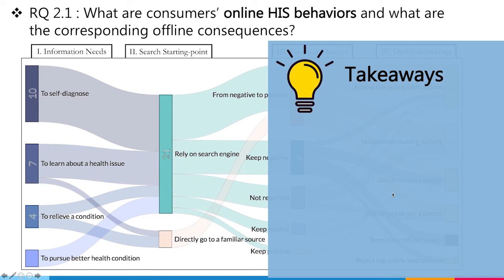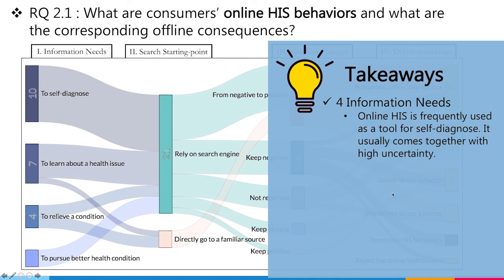First, for the information needs, we identified 4 information needs. And we found that online health information seeking is frequently used as a tool for self-diagnosis. It usually comes together with high uncertainty. For example, if consumers encounter an unsure symptom or unsure condition, they were very likely to go online to search for it. Other than self-diagnosis, other information needs that may trigger online health information seeking are to learn about a health issue, to relieve a condition, or to pursue better health condition.